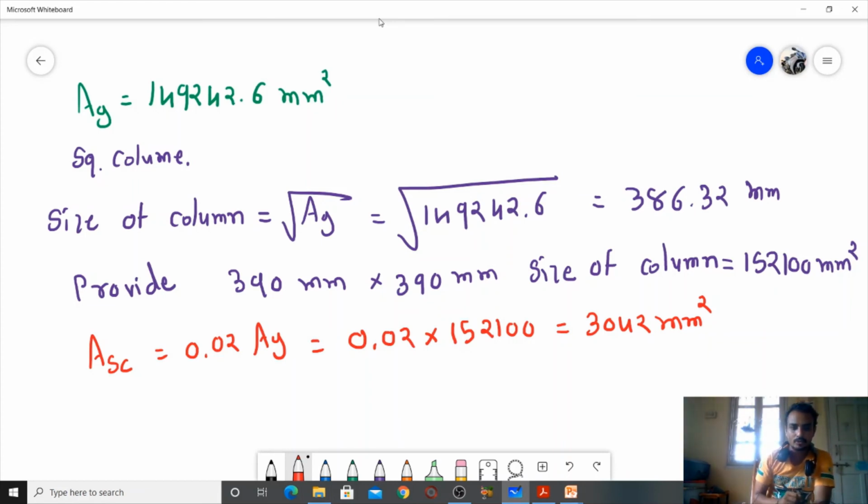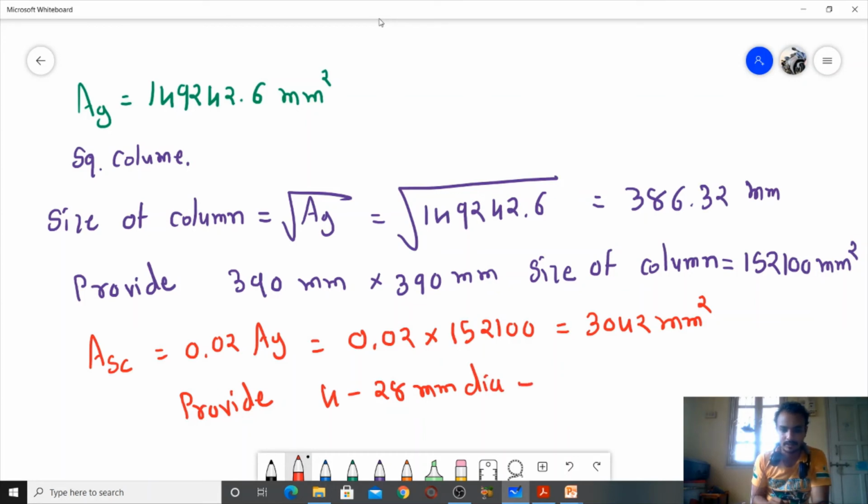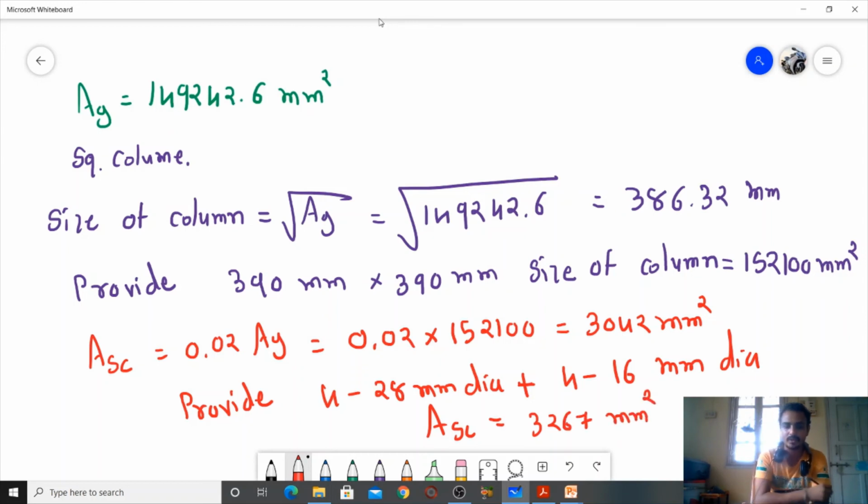Here is Asc, the area of steel in a column. So for the area of steel in the column we can provide 4 numbers of bars at 28 mm dia plus 4 numbers of bars at 16 mm dia. Okay, these are provided. So provided Asc is 3267 mm square. Okay, this is completed here.